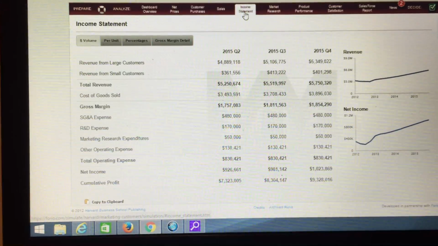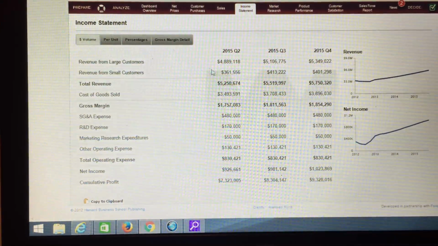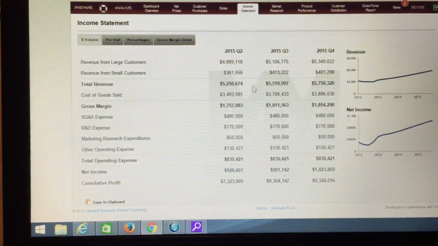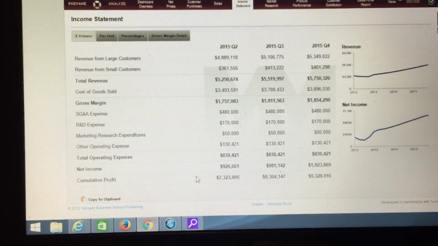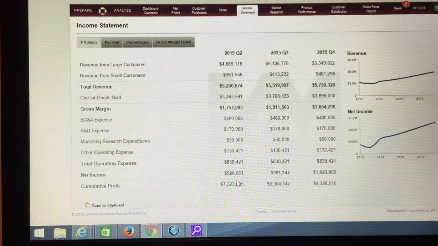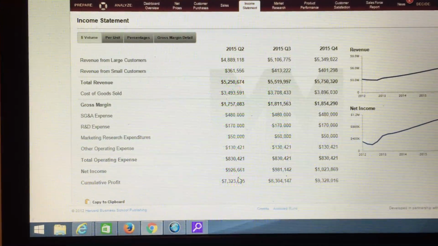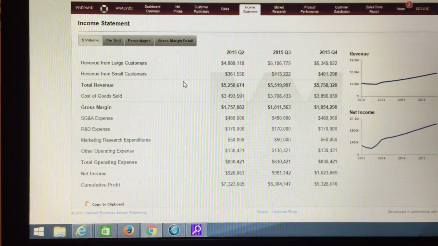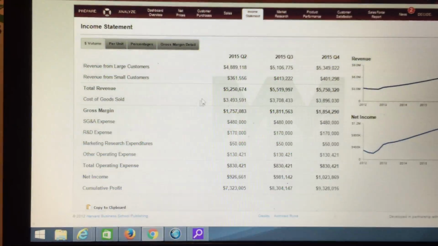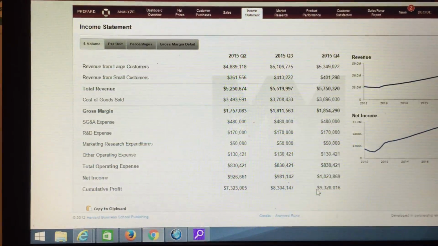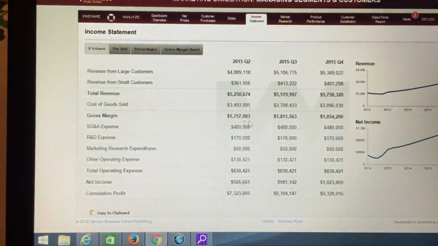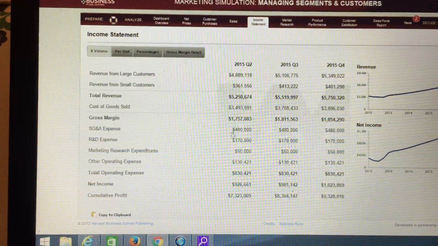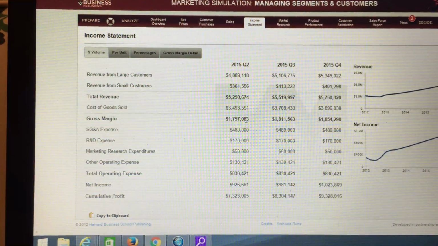The income statement is the part where it shows the quarterly revenue and expenses and the net income. The income statement is what I mainly was looking at during this process. As you can see, I ended up with the 9.3, but I started out in the second quarter with 1.757.